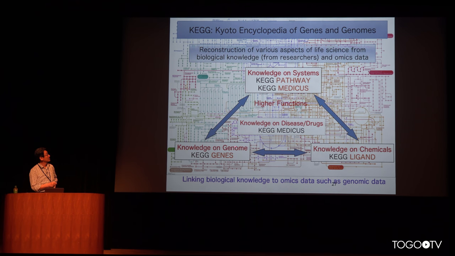And so this is a summary of the KEGG database. And we have four categories of the database. Basically, the pathway and the medical information is manually curated. And using the genomic information and the chemical information, you can create the pathway information using tools like KEGG mappers, annotation tools, and some other tools.